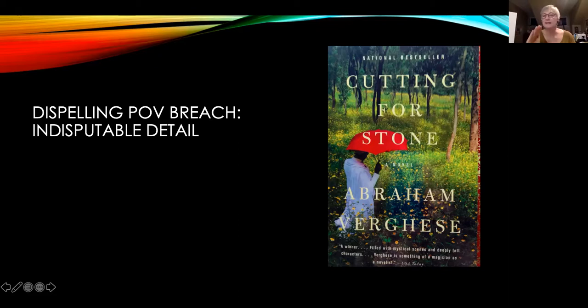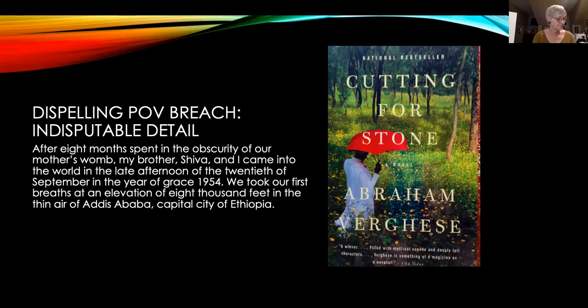First of all, if you use indisputable detail, your reader will buy it. For instance, he begins the story, "After 8 months spent in the obscurity of our mother's womb, my brother Shiva and I came into the world in the late afternoon of the 20th of September in the year of grace, 1954. We took our first breaths at an elevation of 8,000 feet in the thin air of Addis Ababa, the capital city of Ethiopia." That is the capital of Ethiopia. And we know the date and the year, and we know it's probably religion related because of the year of grace, 1954. Addis Ababa is at an elevation of 8,000 feet. So all of that verifiable fact sort of lends a certain plausibility to what he's saying.